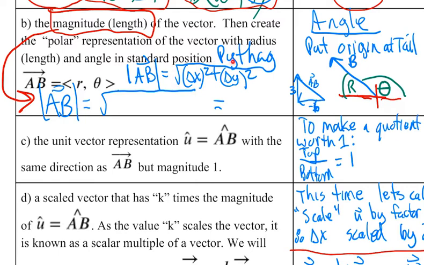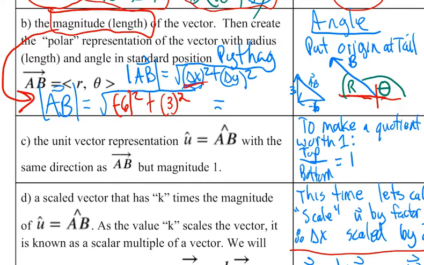And by the Pythagorean theorem, since it's the hypotenuse, it's just the square root of delta x squared plus delta y squared. So in our case, delta x is negative 6, so that's negative 6 squared, plus delta y squared. Well, what's delta y? Delta y is 3. That's 3 squared.